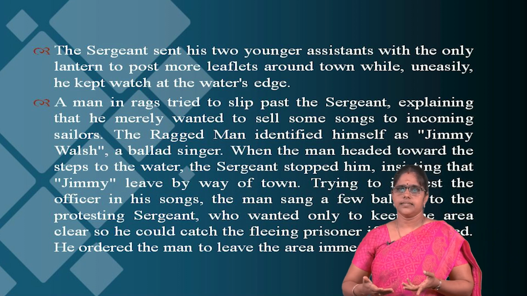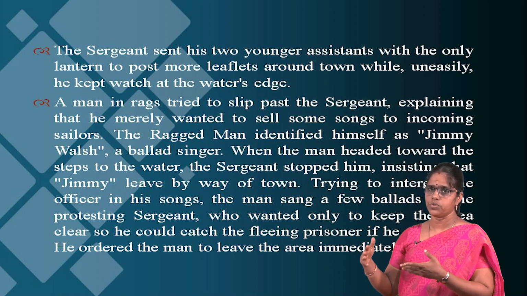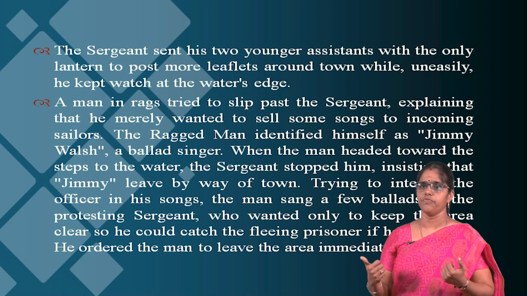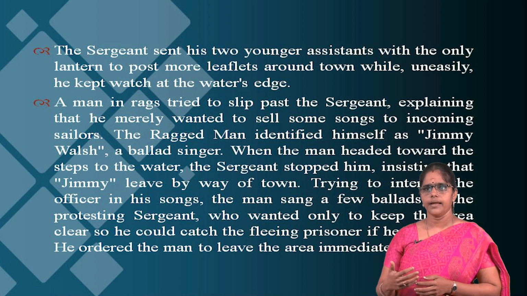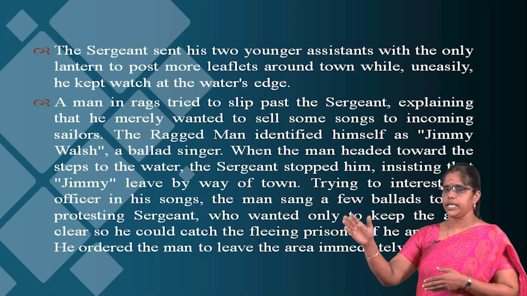A man in rags tries to slip past the sergeant, explaining that he merely wants to sell some songs to incoming sailors. The ragged man identifies himself as Jimmy Walsh, a ballad singer. When the man heads toward the steps to the water, the sergeant stops him, insisting that Jimmy leave by way of town. Trying to interest the officer in his songs, the man sings a few ballads to the protesting sergeant, who wants only to keep the area clear so he can catch the fleeing prisoner if he appears. He orders the man to leave the area immediately.